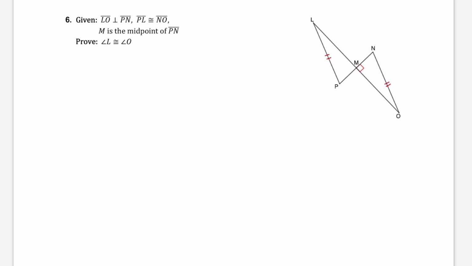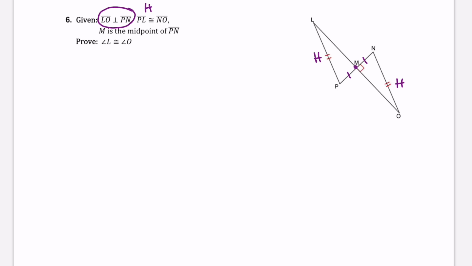Number 6, we know that LO is perpendicular to PN. This is going to be some extra info there. PL is going to be congruent to NO. That is our hypotenuse. And then our leg can be given because M is the midpoint. These are the 2 legs.